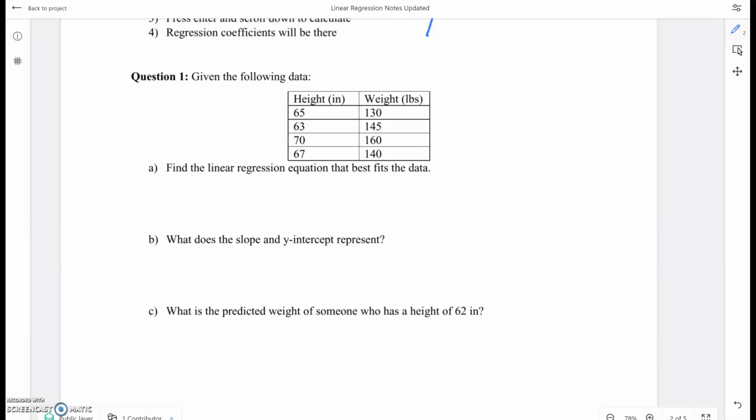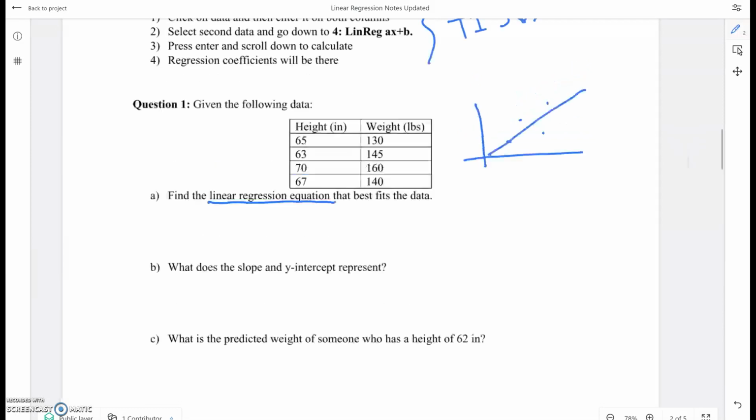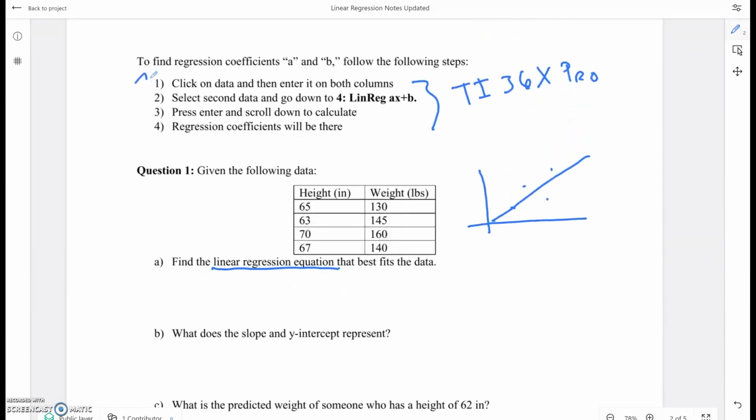We want to see height and weight. So we know that we were graphing height and we were graphing weight, and we have 4 different variables. They're 4 different observations. They're probably not going to be in a straight line, but what we want to figure out is a line of best fit. So we want to find the linear regression equation that best fits this line. For those that have the TI-36, follow these directions.